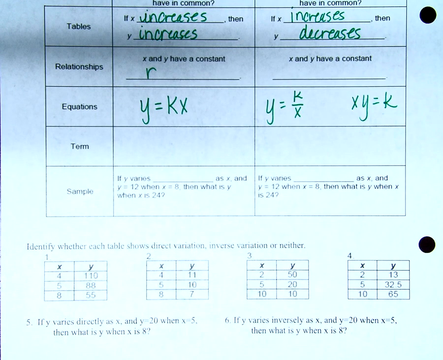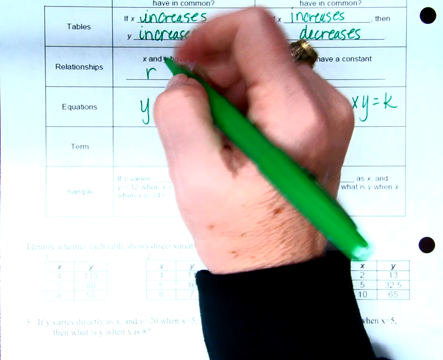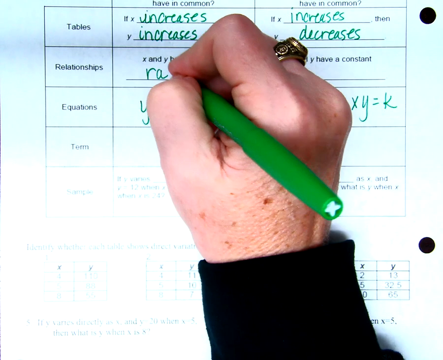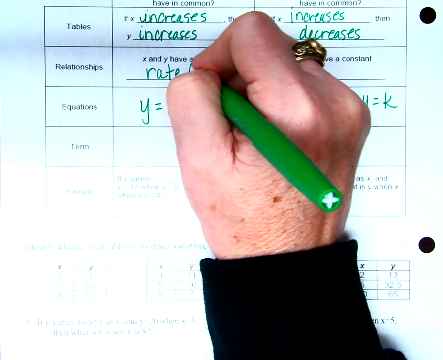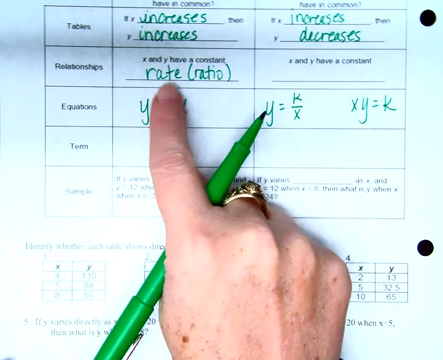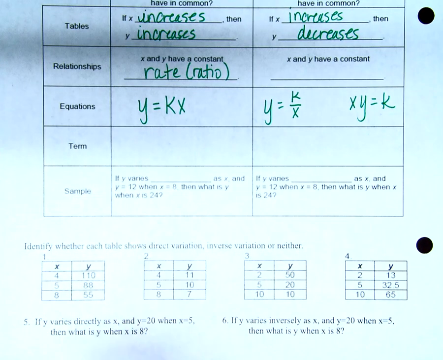R is not a word, it's a letter. I was trying to give you a hint. Yeah. A constant rate or a constant ratio. Okay. In this column, X and Y have a constant rate or a constant ratio. Same thing, different words. Okay.